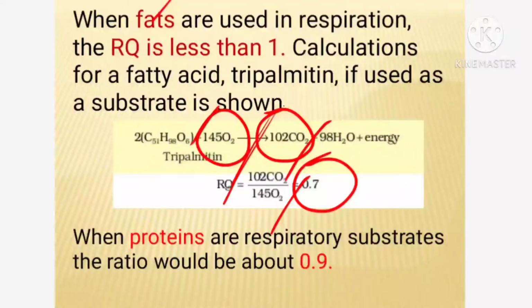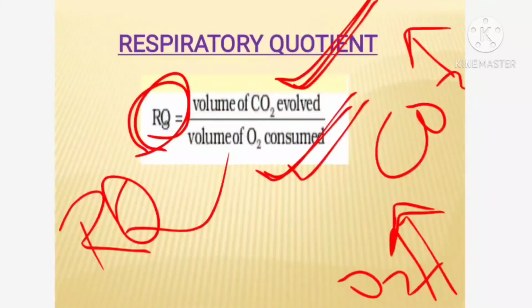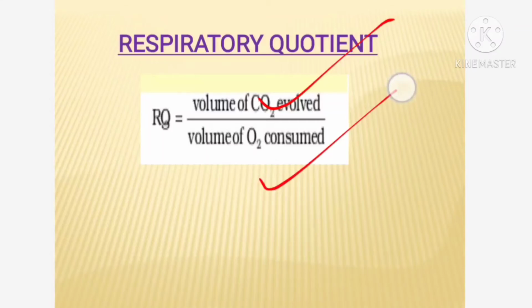And when proteins are oxidized, the respiratory quotient for proteins is 0.9. So, you should remember the respiratory quotient for all the basic organic molecules. Carbohydrate has 1, fats have 0.7 and proteins have 0.9. So, what is respiratory quotient? It is the ratio between the volume of carbon dioxide evolved to the volume of oxygen consumed. How much carbon dioxide is given out divided by how much oxygen is taken in.